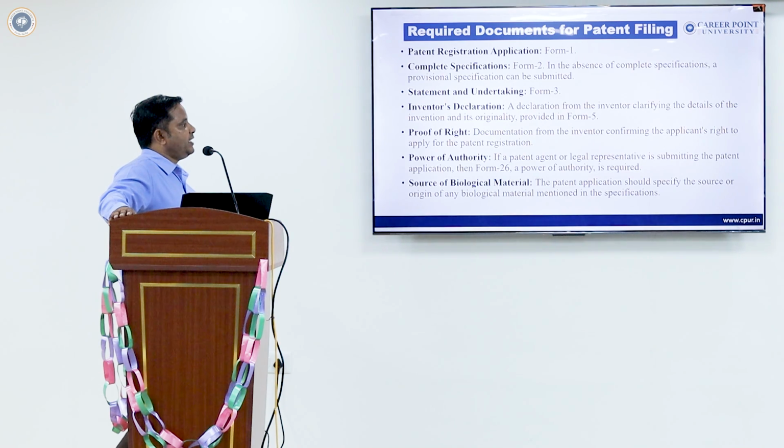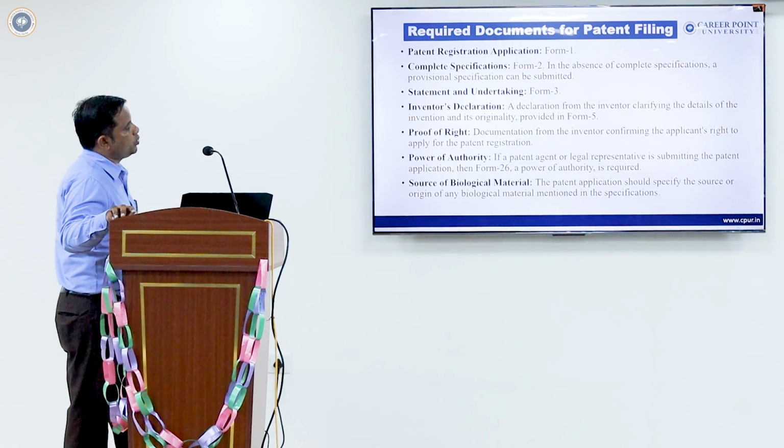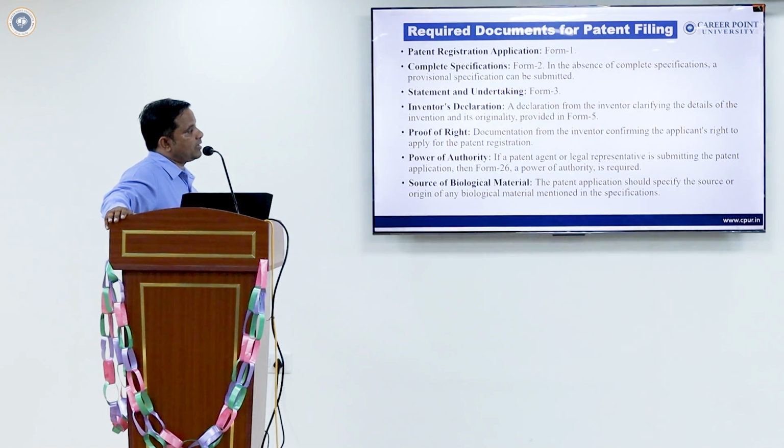Now the next one is the inventor declaration. This is again a declaration form. Once your patent has been submitted, then we need to submit Form 5 and mention the details about the invention. So it comes under Form 5.